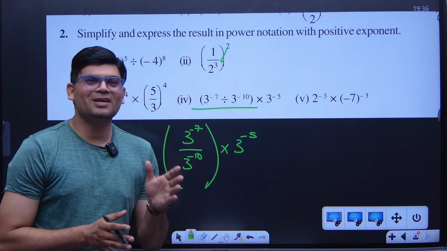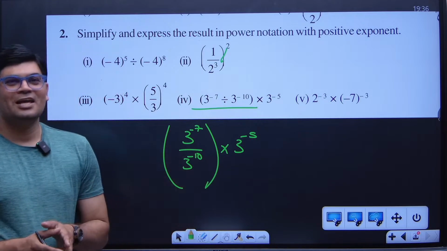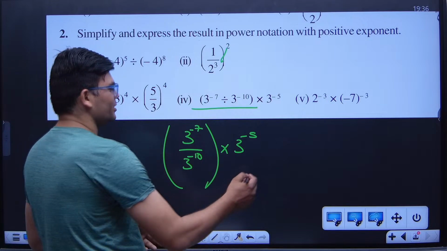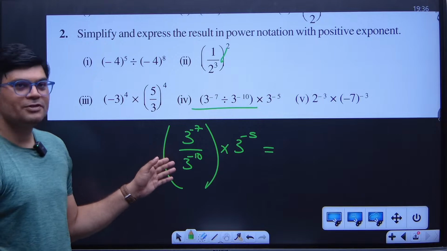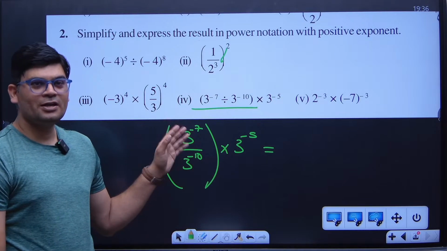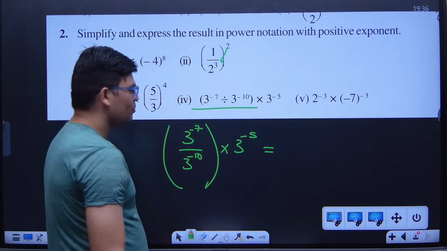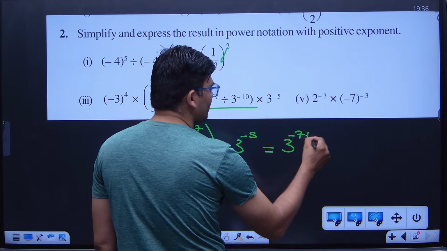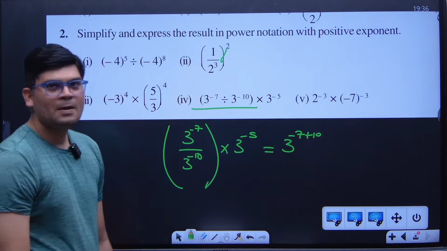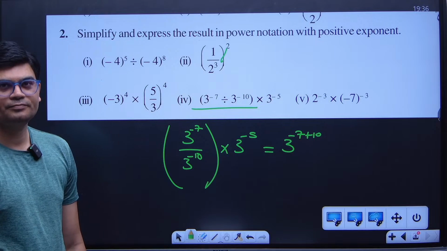See, maths is done by logic. Don't just simply do it. Apply the logic and you can do it faster. So out of minus 7 and minus 10, which is bigger? Minus 7 is bigger. So take minus 10 to the top, because we are going to subtract. This is the second law. So it will become minus 7 plus 10. Are you getting it? Yes, sir.